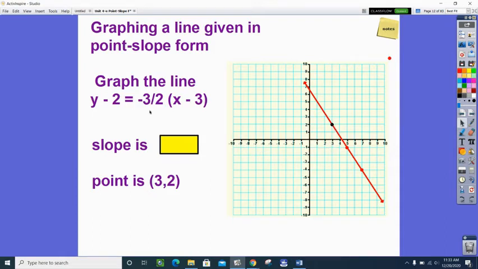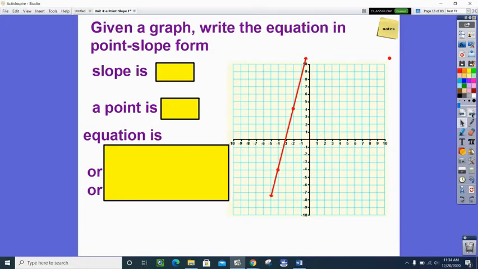Now use your slope to move. So you're going to go down 3 and over 2. And sure enough, if you do that twice, there's your line. So if you have a point slope form, it is easy to graph it. So given a graph, let's do the reverse. Can you write the equation in point slope form?